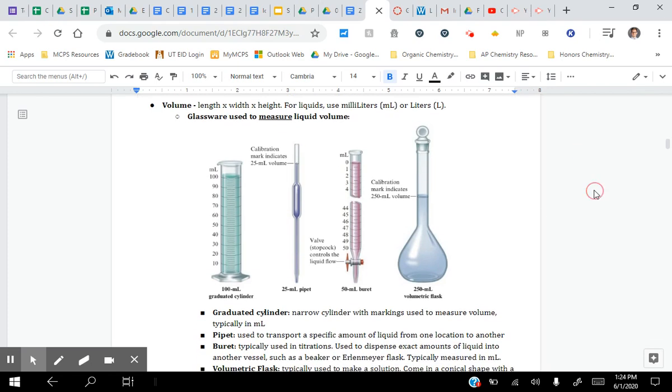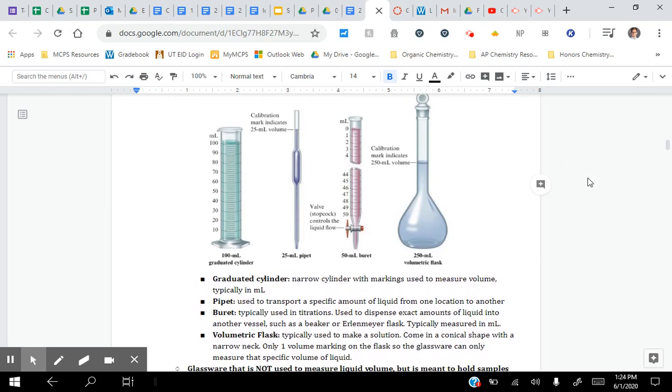Now, you do need to know your glassware, and you need to know it well. There are several different kinds of glassware in chemistry that we're going to use. Some of them are used for measurement. Other ones are just used for holding liquid. So the 4 that I've listed here, graduated cylinder, pipette, burette, and volumetric flask, these are ones that are good for measurement. And you need to know how and when to use them. Graduated cylinder is probably the one you're going to use the most often for measurement.